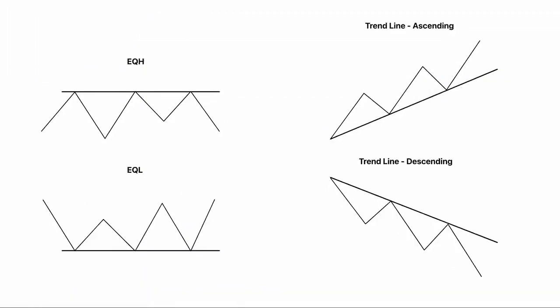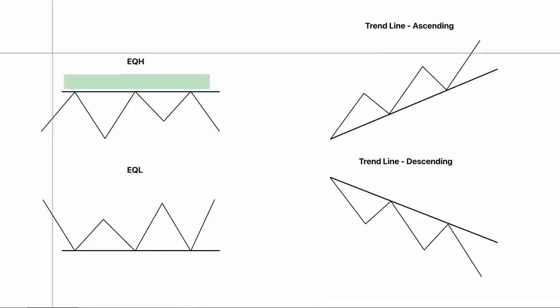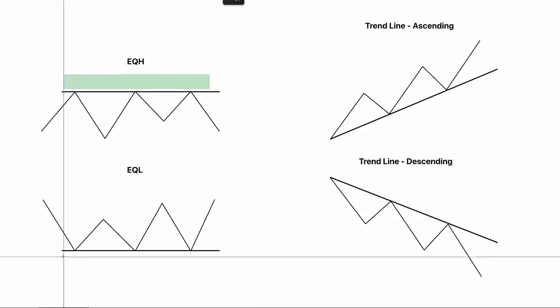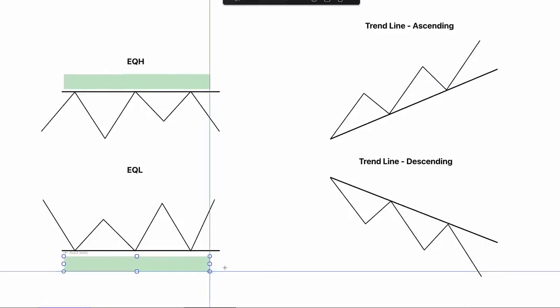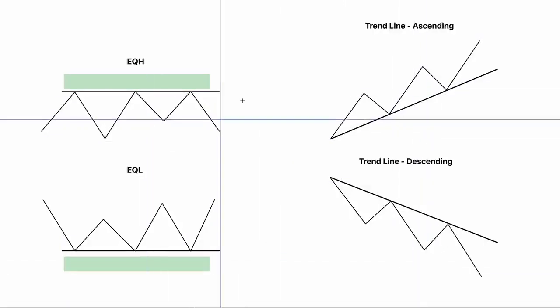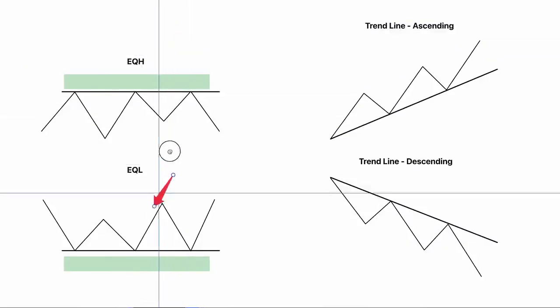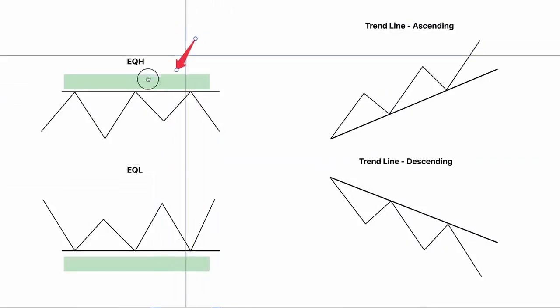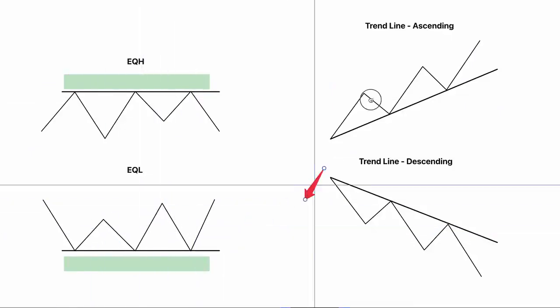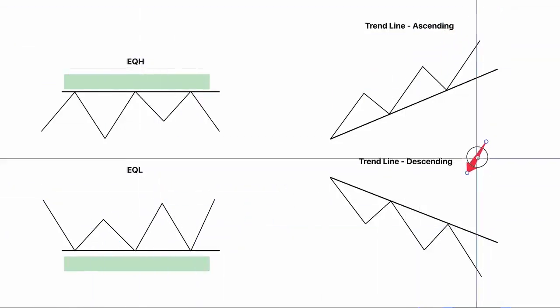So liquidity in a market refers to orders. Orders generally in the form of stop losses and buy stops and sell stops. There are two very common forms of liquidity and two that we'll be using in the more advanced method. These are equal highs, which is this one here, and equal lows, which simply refers to support and resistance levels, and then ascending and descending trend lines.